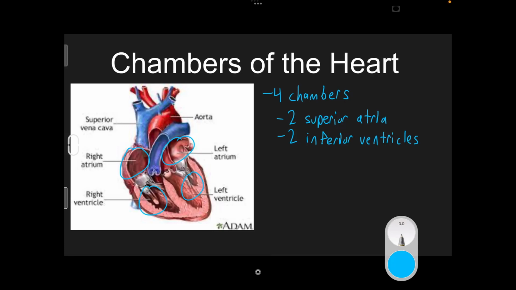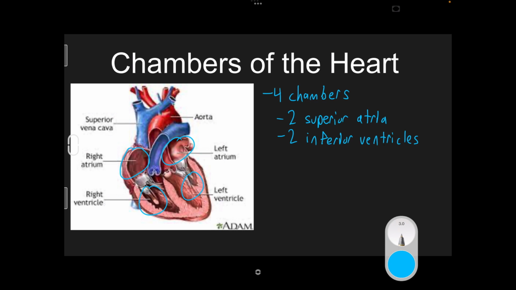So this is a basic video. I'm just gonna go over the chambers of the heart here. I'll go over the things separating each chamber, and I'll go more specifically into the atria and the ventricles. Nothing too in depth though. It's just a basic video.